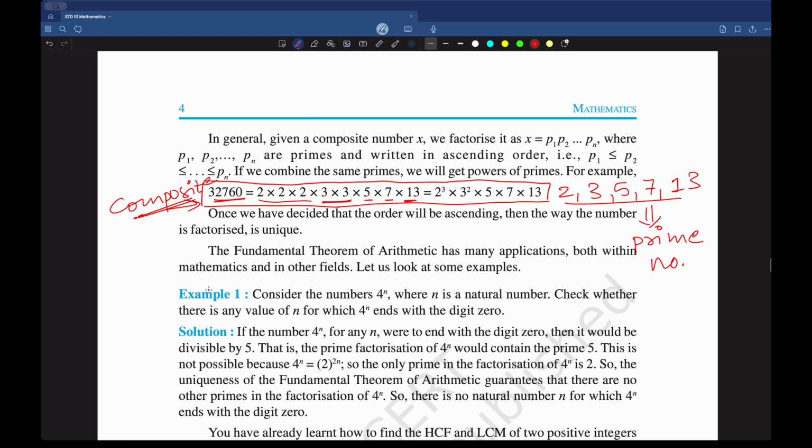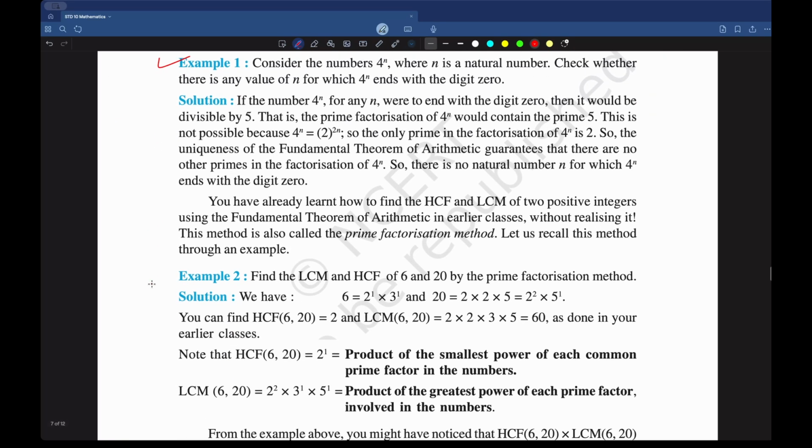In the next lecture, we will cover example 1 and example 2.